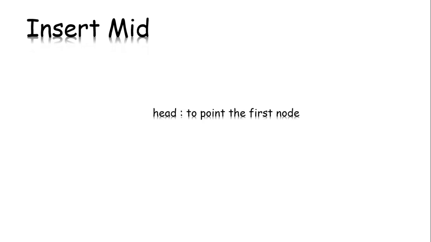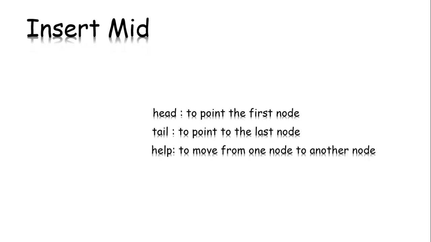The first pointer is a head pointer, a pointer to point to the first node. The second pointer is a tail pointer, a pointer to point to the last node. And then we need another pointer, which is help. The help pointer is a pointer to move from one node to another node.